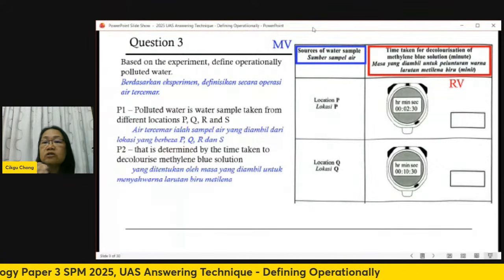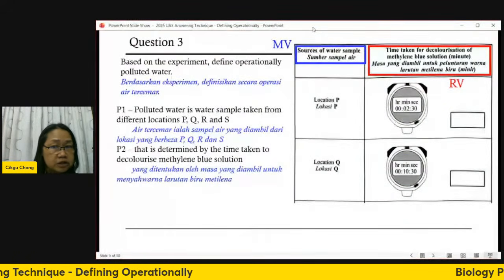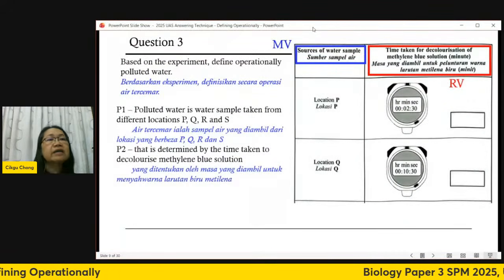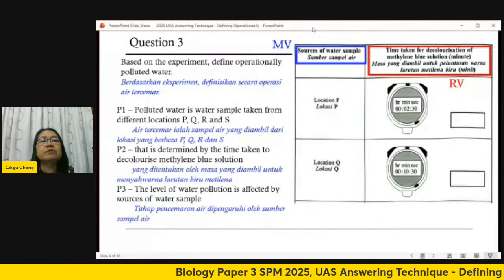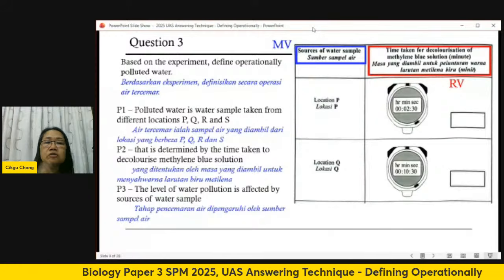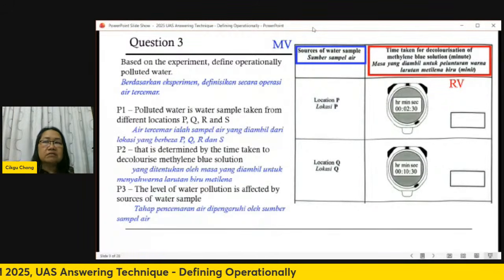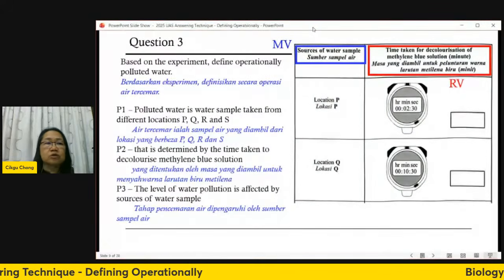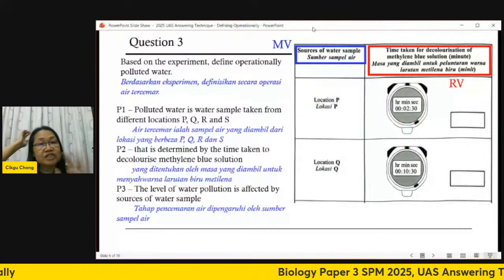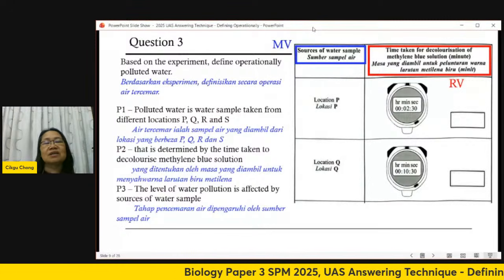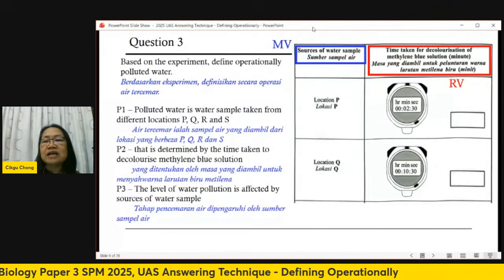Okay, and your third point, water pollution, or polluted water, is affected by the source of water sample, which is your MV. Okay, so RV is affected by MV. This is your basic formula for the third point. Your RV is affected by MV. Okay, you can catch it now. The third one is always easy. The third point is the easiest one. Okay, all right. No questions so far.